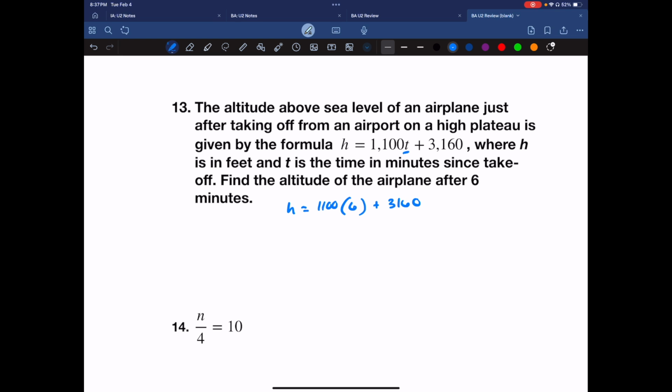Right, again, I expect you to be able to crunch these numbers in the calculator. That's going to be 9,760 feet. Don't forget your units.